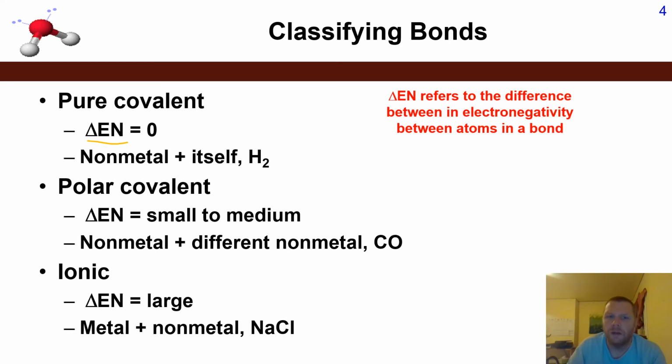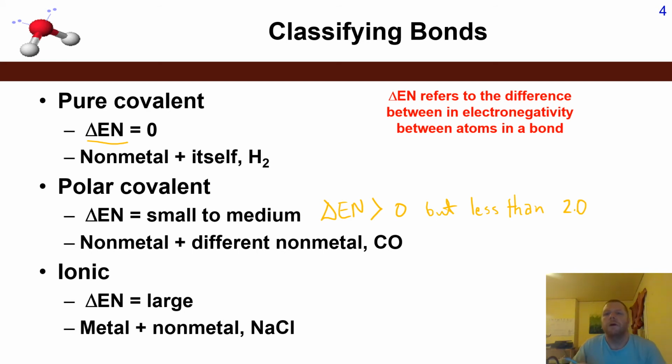Now, a polar covalent bond is going to have an electronegativity difference. I'm not going to give you a precise number, because if you look in different resources, you're going to find different numbers. I don't really think it's a good point to hang your hat on, oh, it's got to be 2.5 or something like that. Instead, just keep this in mind: a polar covalent bond will have a delta EN that's small to medium. So let's say that delta EN is greater than 0, but less than 2.0.